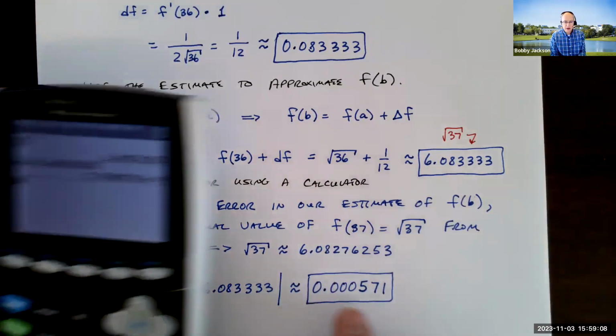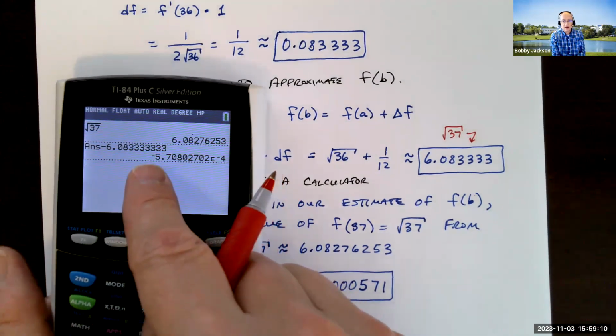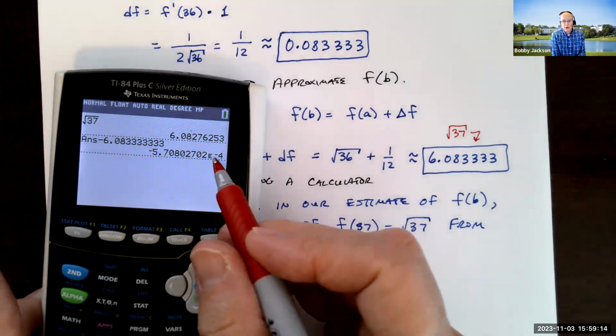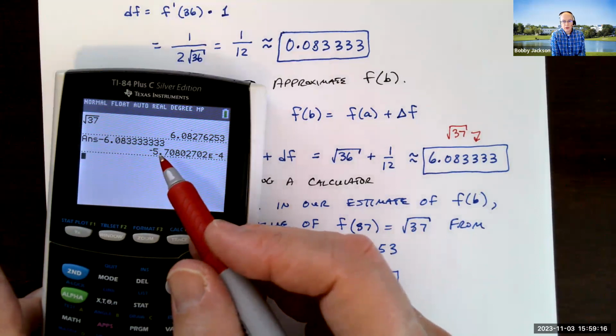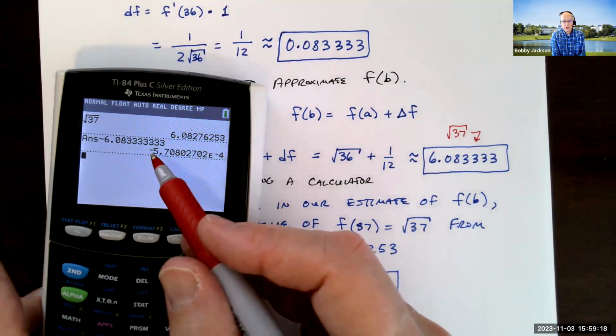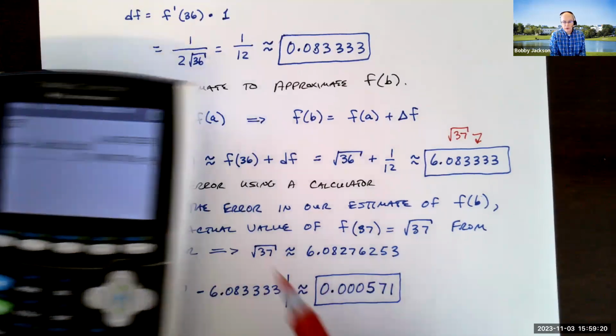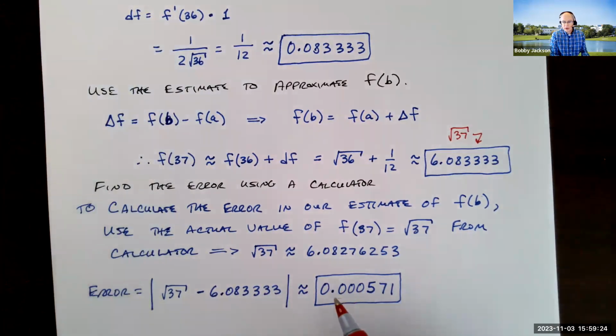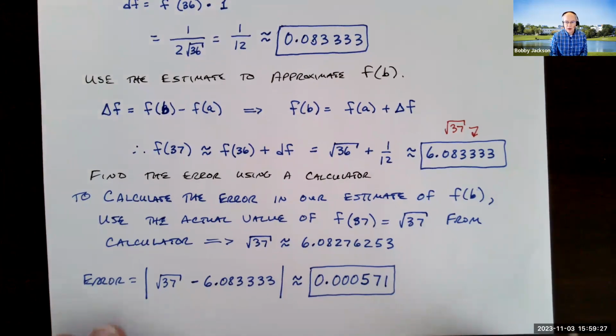So what's the difference there? And of course, I did that in my calculator. I get a negative here, so I'm going to take the absolute value, so it's positive. And remember, e to the negative 4 means I'm going to move the decimal place 4 places to the left. There's once, and then 3 more, placing zeros in as placeholders. And there's the estimate for our error.